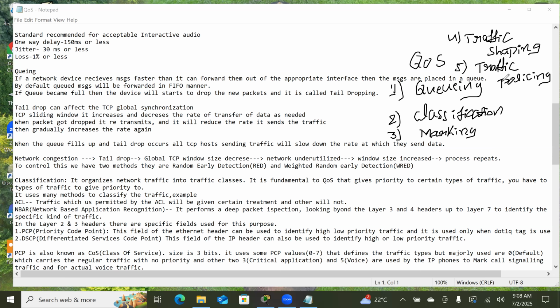To have this quality of service, we have to maintain all of them. We have to maintain the queue of the data, and then we have to classify it. We have to give priority to the data, and whatever prioritized data there is, we have to mark it as highly prioritized data. When it comes to traffic shaping and traffic policing, we'll discuss it at the end.